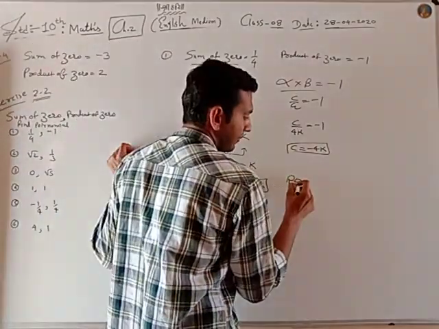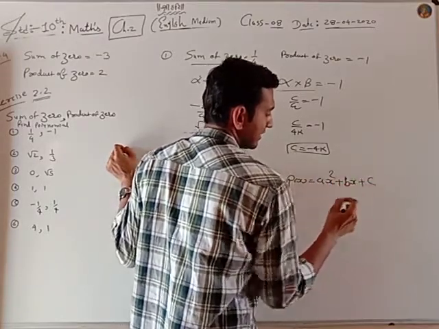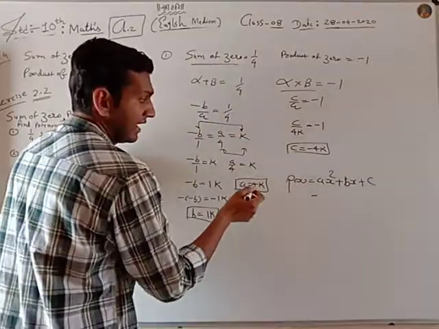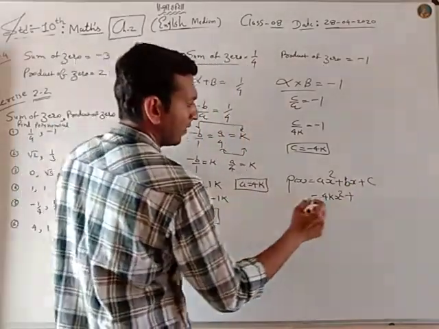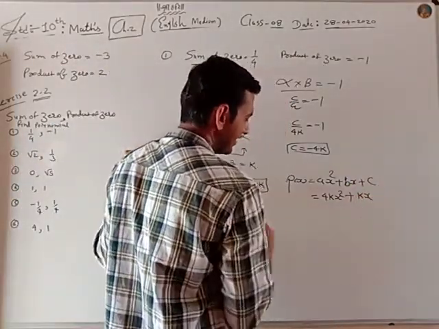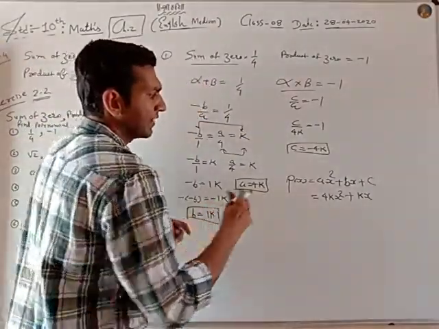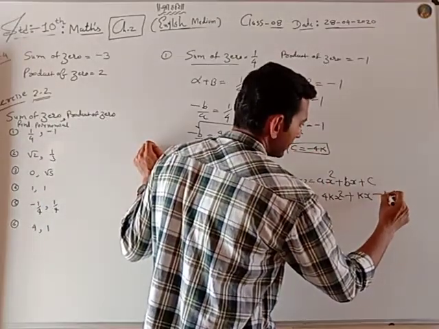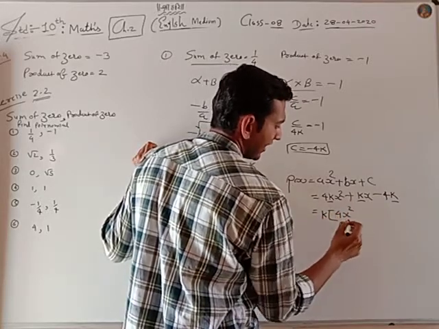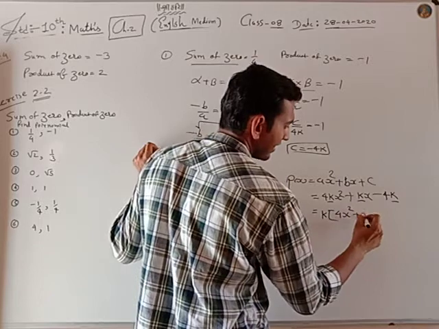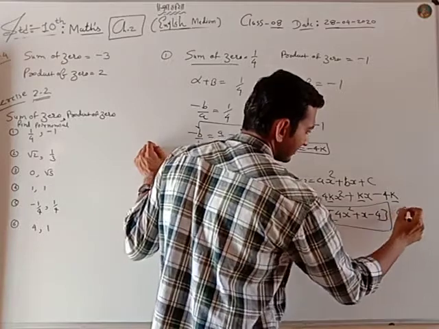Now the general formula: p of x is equal to ax square plus bx plus c. What is a? A is 4k, so 4kx square, plus b is 1k x, means kx. 1 is the identity element for multiplication, so k into 1 you get k. And c is equal to minus 4k. Take k as common, so you get k bracket 4x square plus x minus 4. This is your final answer.